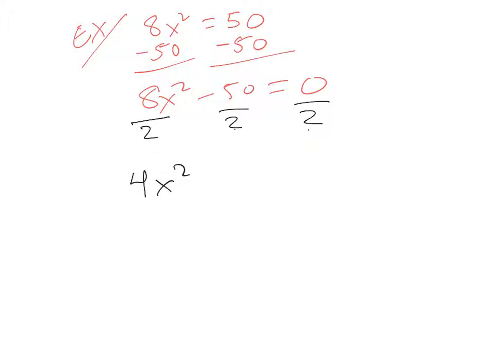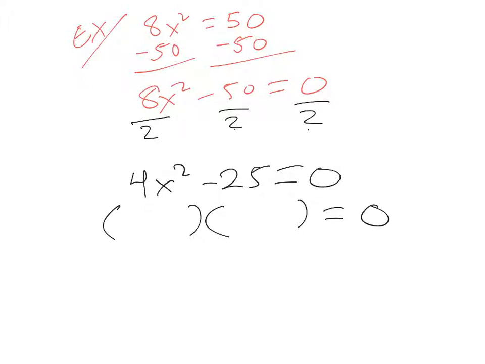4x squared minus 25 equals 0. Doesn't that look a lot easier? Yeah, because that's now a what? I could use what formula? Good. So I could use the difference of squares. So I'm left with what? 2x plus 5 and 2x minus 5. So 2 times 2 is going to give us that 4x squared.